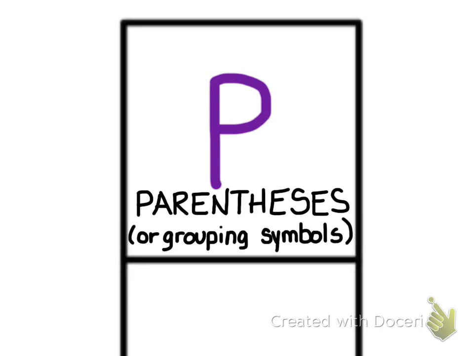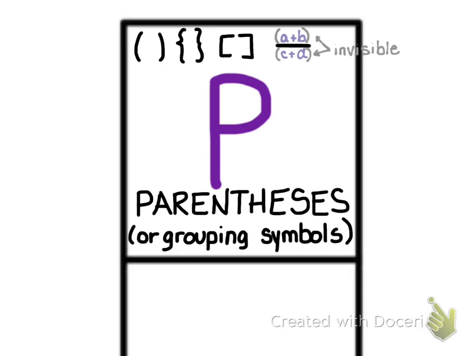So you could have G. In other words, we can have parentheses or braces or brackets or even a fraction bar, the vinculum, that can act as a grouping symbol. So if we had more than one term in the numerator or denominator, that fraction bar acts as like invisible parentheses. So it separates the numerator and denominator into two separate groups.